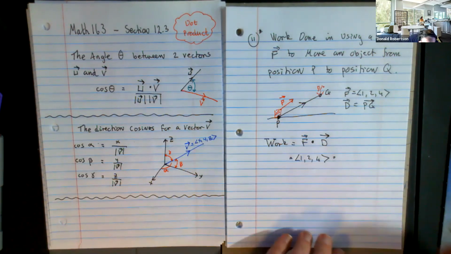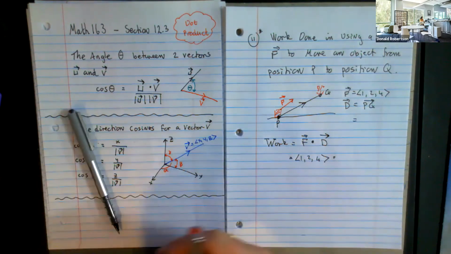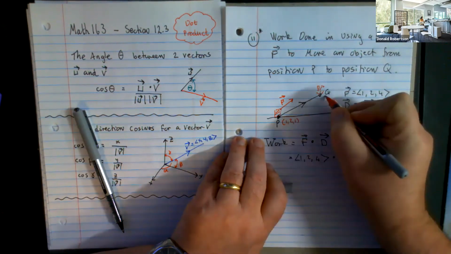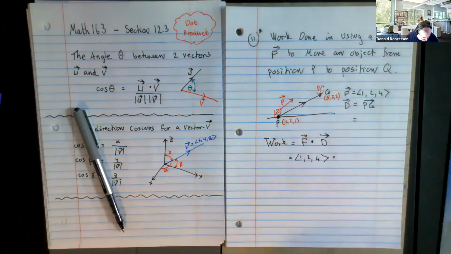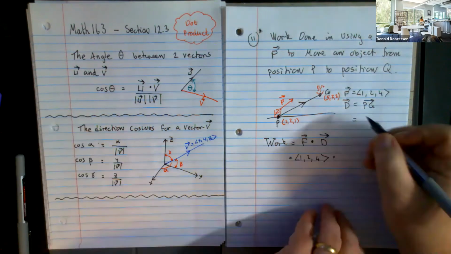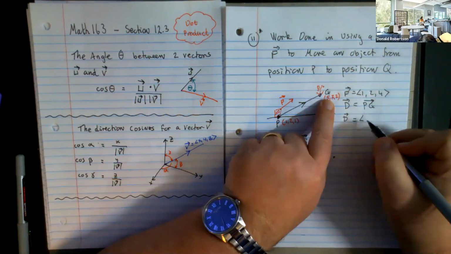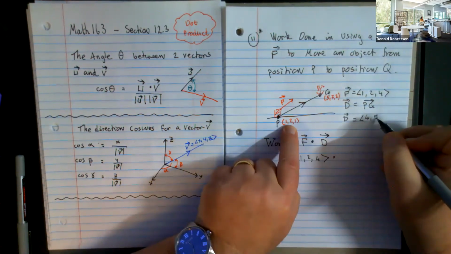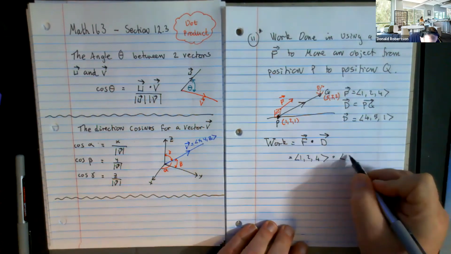In this case here, I'll need to put in some points here. So let's suppose P had coordinates 1, 2, 1, and Q had coordinates 5, 7, 2. Then the vector P to Q would be 5 take away 1, 7 take away 2, and 2 take away 1. It would be that vector.